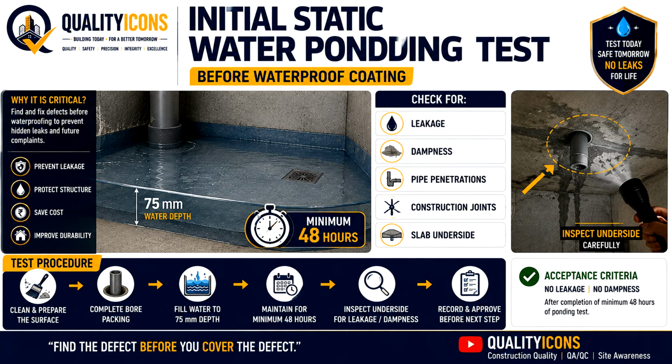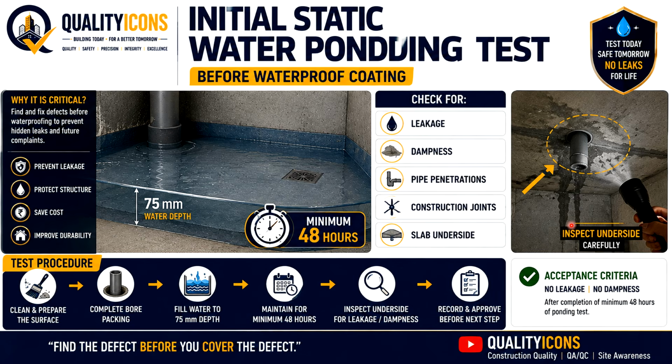Going to the next step, initial static water bonding test before waterproofing coating. Why is it critical? Find and fix defects before waterproofing to prevent hidden leaks and future complaints. Prevent leakage, protect structure, save cost, improve durability. What is the checking for? Leakage, dampness, pipe penetrations, construction joints, slab underside. Inspect the underside carefully.